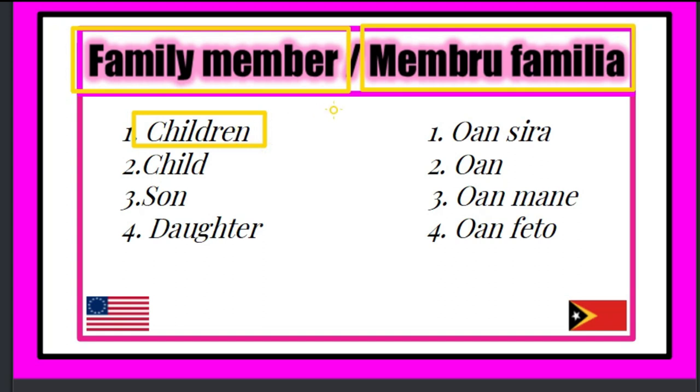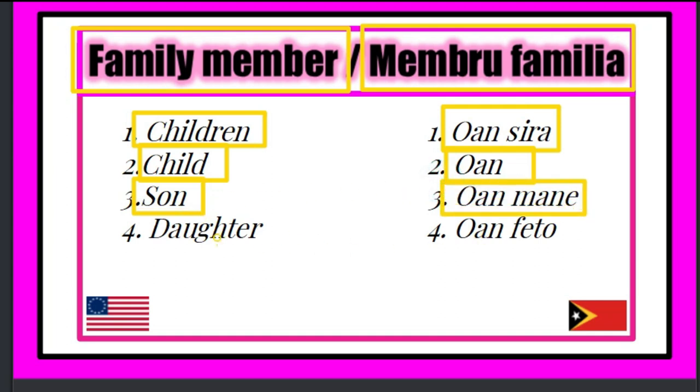Children, Oan Sira. Child, Oan. Son, Oan Mane. Daughter, Oan Feto. Okay, guys, please repeat them if you want to. So let us move to next slide.